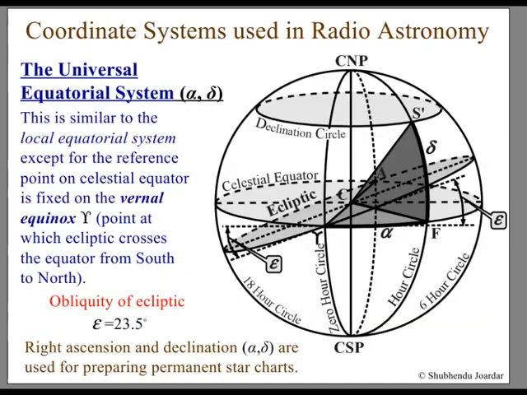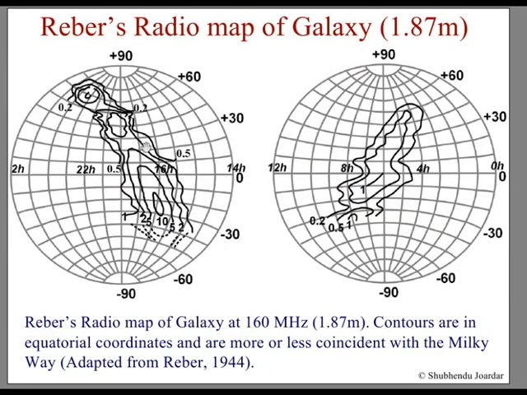Now, as an example of this equatorial system, here we present the reverse radio map of the galaxy. To give you some information, Reber was the first accepted radio astronomer. He was an experimentalist and engineer, and after he found Jansky's discoveries in his papers, he built his own radio telescope.